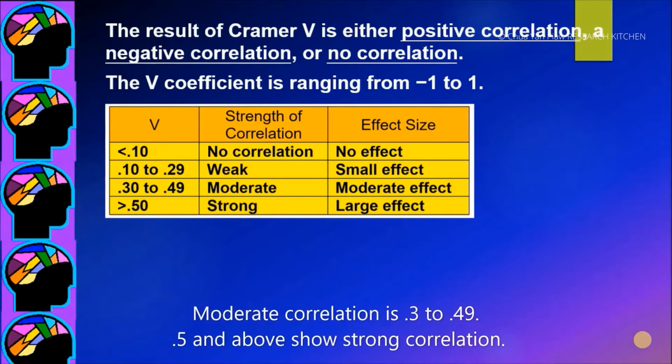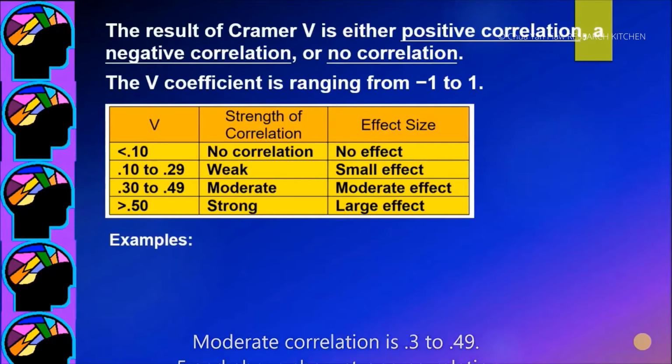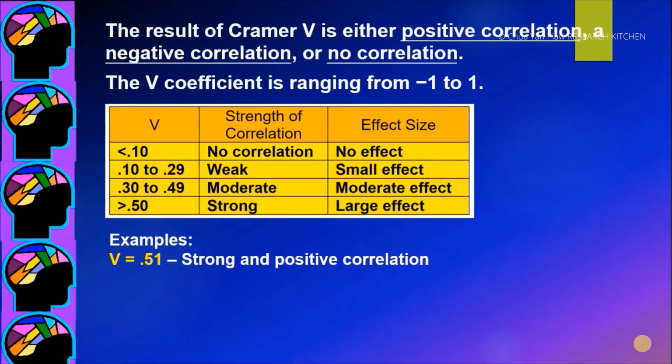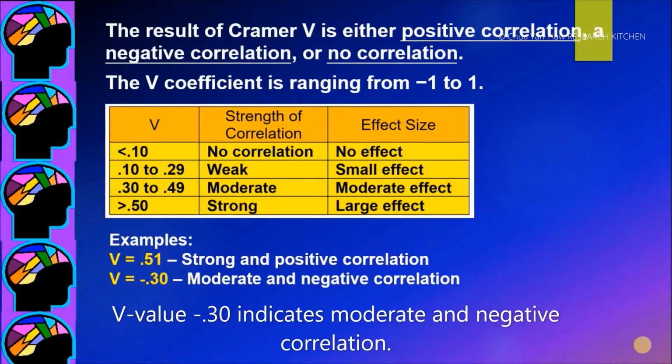Moderate correlation is between 0.3 to 0.49. 0.5 and above shows strong correlations. For example, V equals 0.51 shows a strong and positive correlation. V value -0.30 indicates moderate and negative correlations.